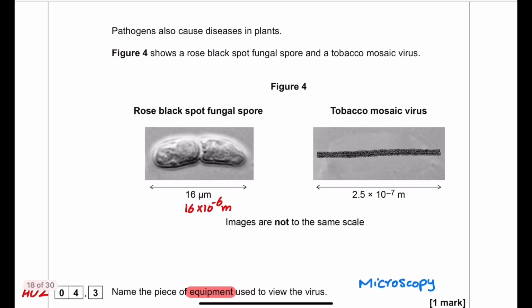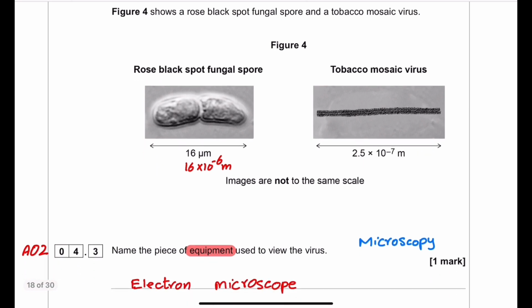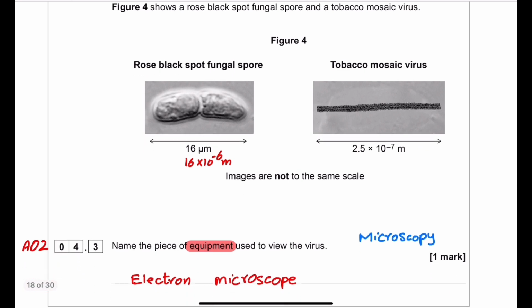4.3 question says that name the piece of equipment used to view the virus. It is an AO2 question, and this question is from the microscopy topic. To view the virus, we can't use the light microscope. We need to use the electron microscope to view the virus, which is given in figure number 4. The model answer is electron microscope.